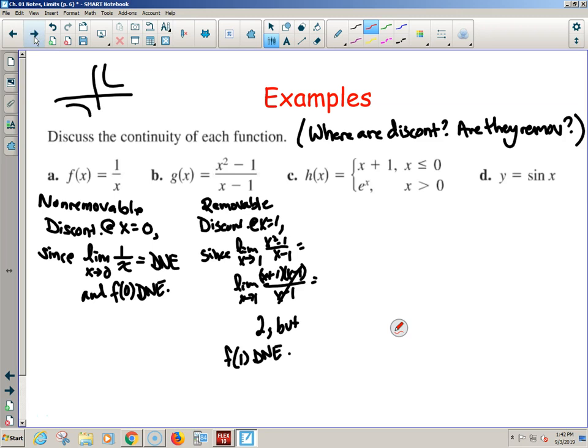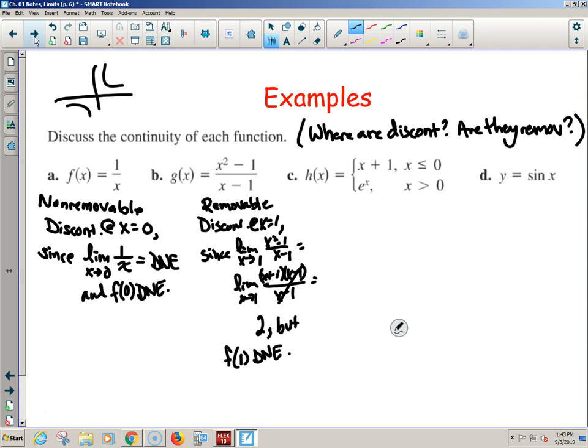And what's true about piecewise functions? Can't they sometimes come together and sometimes not? Right? So what do we have to do to double check? Because x plus 1 is fine. 0 plus 1 is 1. That's good. But for e to the x, we have to check.